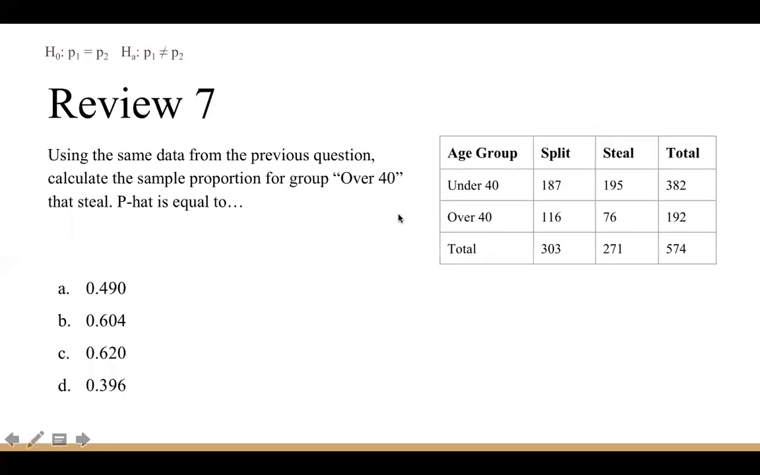And the next question is just using the same data from the previous question, calculate the sample proportion for the group over 40 that steal. So here we're just calculating our p-hat. Yesterday, some people got confused that you had to use crazy formulas, but it's just a pretty simple formula to calculate the statistic here.